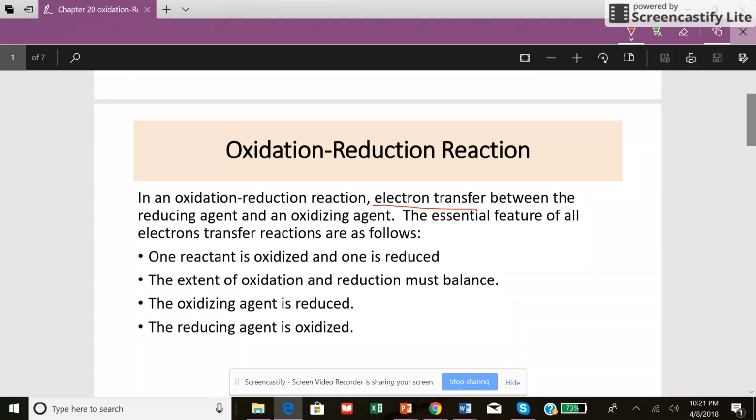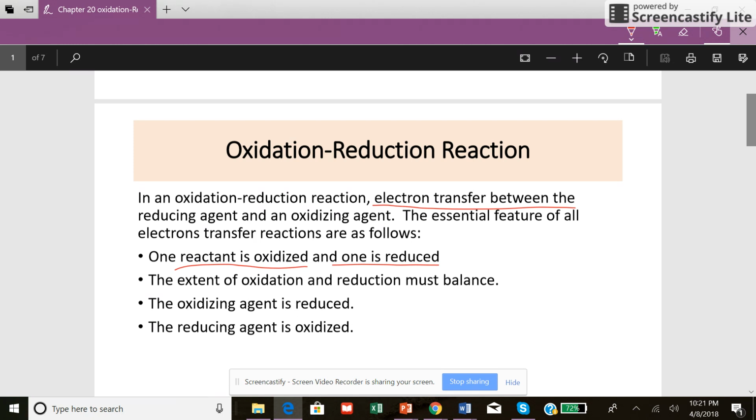Oxidation reduction involves transferring of electrons between a reducing agent and an oxidizing agent. So there are four essential features about this type of reaction. First, one of the reactants has to be oxidized, meaning that it loses electrons, and the other reactant has to be reduced, meaning that it gains electrons. So the number of electrons transferred from the oxidation reaction and the reduction reaction has to be the same.